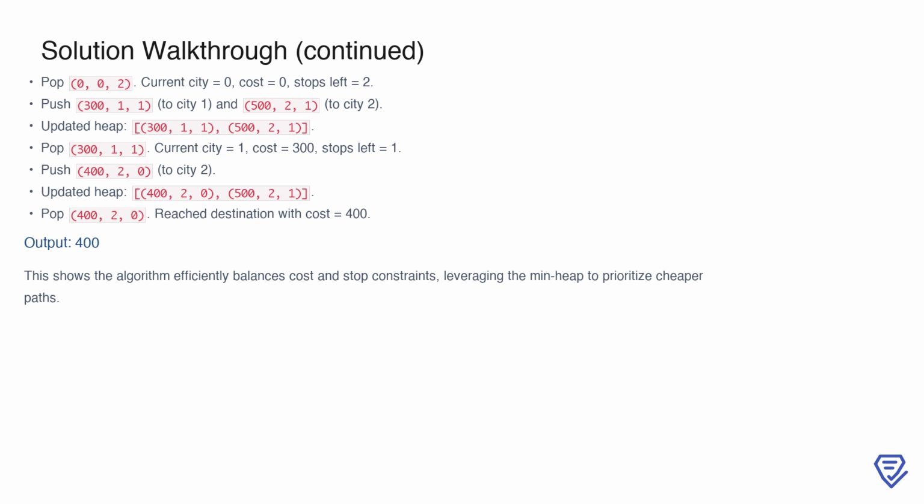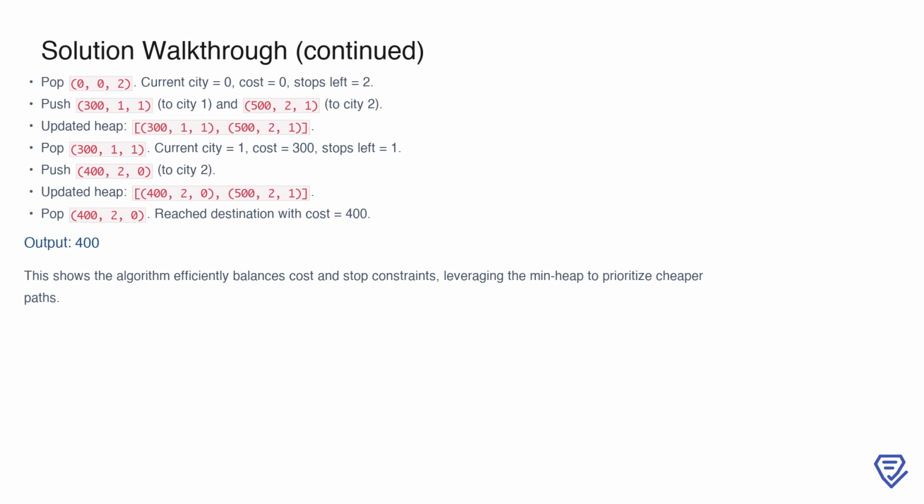We start processing the heap by popping 0, 0, 2. At City 0, we have 2 flight options, to City 1 for 300 or directly to City 2 for 500. These are pushed onto the heap, which now contains 300, 1, 1 and 500, 2, 1.